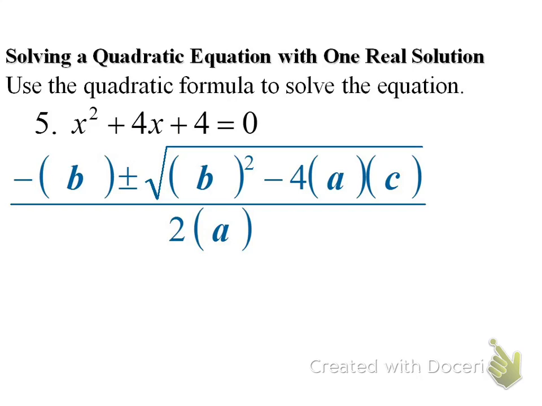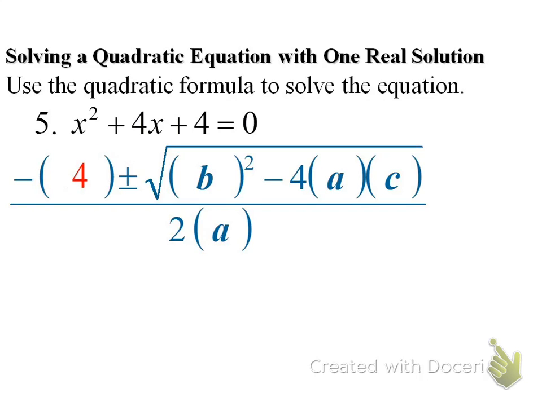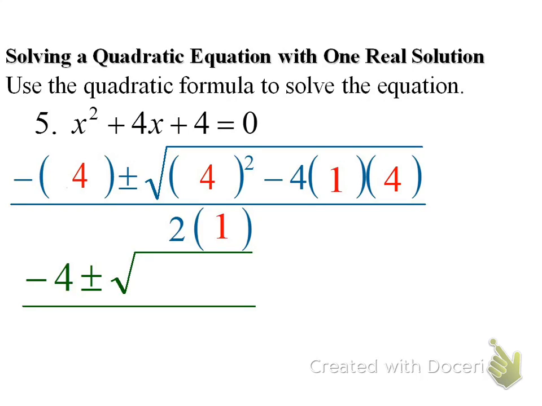So we'll have negative b plus or minus the square root of b squared minus 4ac all over 2a. Replace all your b's with a 4. Replace all your a's with a 1. Replace all your c's with a 4. So negative 4 plus or minus the square root of 4 squared minus 4 times 1 times 4 all over 2 times 1. This is going to be negative 4 plus or minus 4 squared is 16. 4 times 1 times 4 is also 16 all over 2.